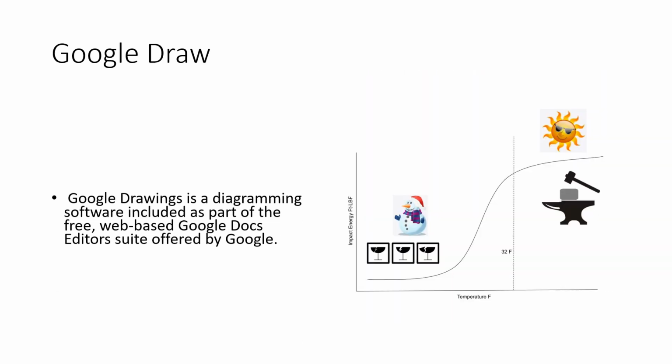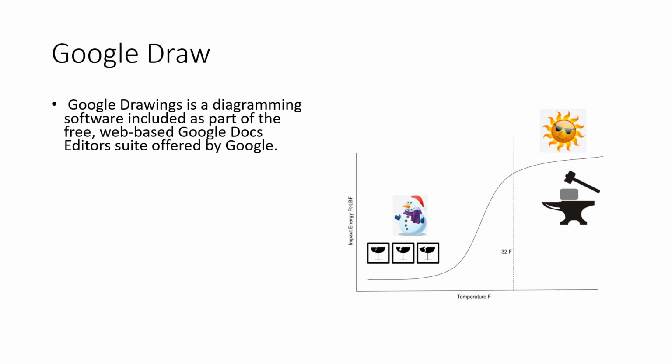So Google Draw is diagramming software, and you just go to Google Docs. If you've ever messed with Google, you've got Google Mail, Google Docs, and Google's got some spreadsheets on there, their version of Excel. Google Docs is a free version of Microsoft Word, a text editing, word processing software. So this is by Google.